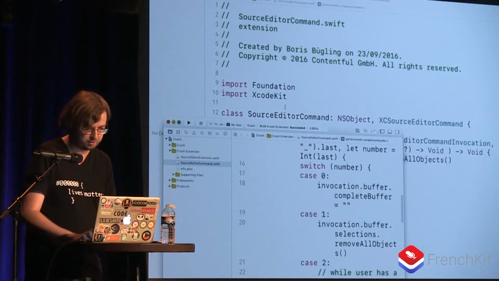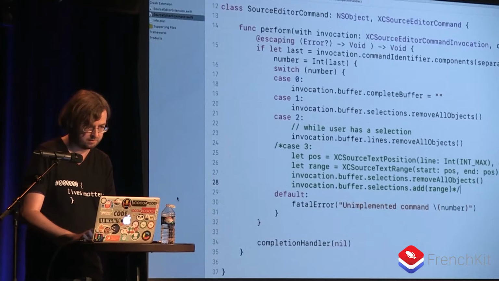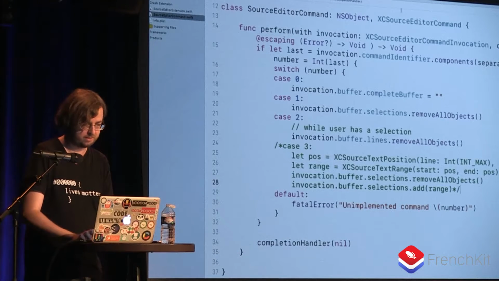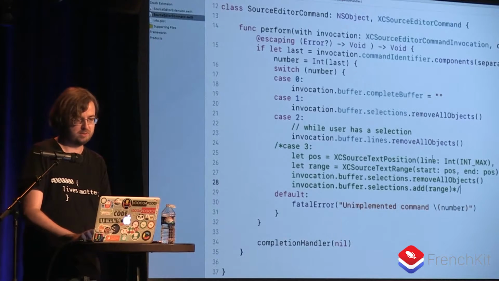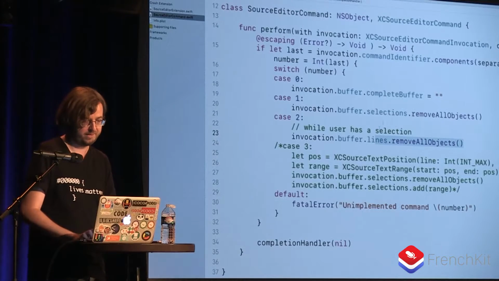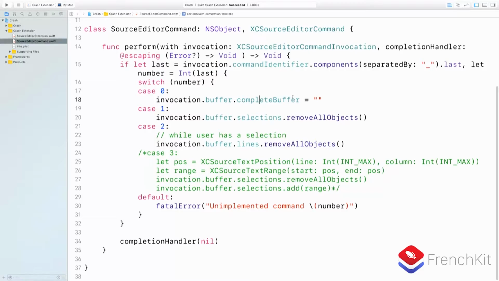I made a project called Crash, which you can find as part of the repo that contains the slides that I will tweet afterwards. And this shows you some things you shouldn't do at this point. One of them is, do not clear the selection and don't set a new one. The other one is, don't remove all the lines while the user has a selection. Clear it before. And the last one is complete buffer. Don't set it to empty.